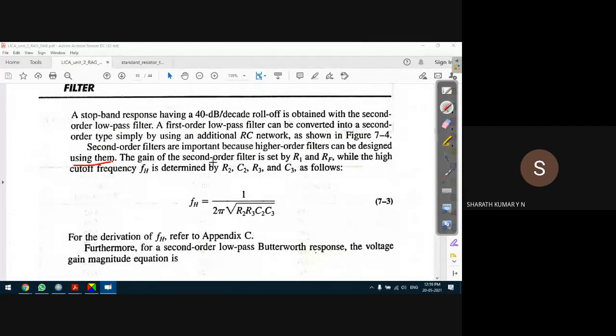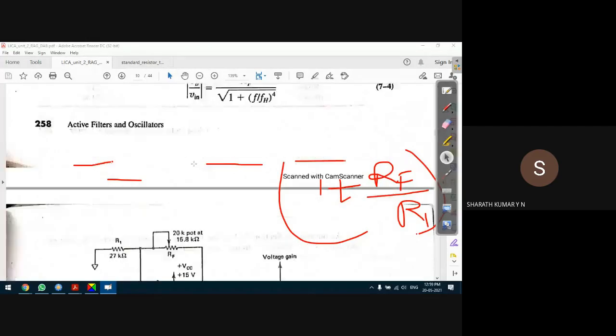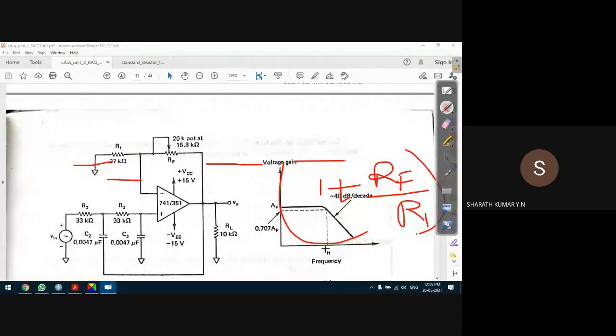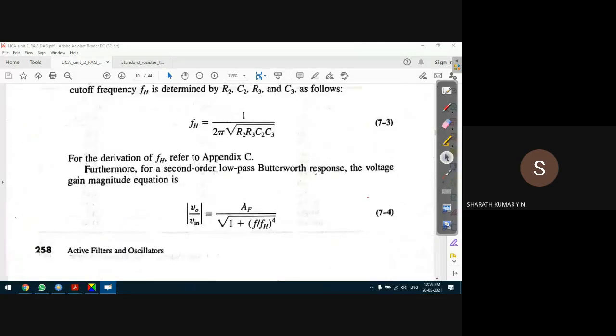The gain of the second order filter remains the same because it's a non-inverting amplifier. Gain is always 1 plus RF by R1. This will not change because it's a non-inverting amplifier. While the upper cutoff frequency FH, which we had seen, is now determined by R2, C2, R3, and C3. So these four components determine how it varies.